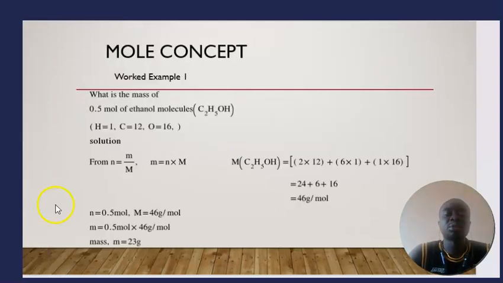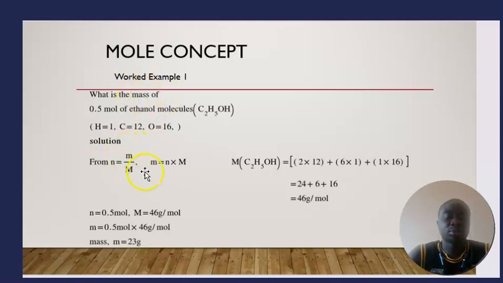Now let's take an example and solve without wasting much time. Our first example: what is the mass of 0.5 mole of ethanol molecule? And this is the formula C2H5OH. We have been given the atomic masses: the atomic mass of hydrogen is 1, that of carbon is 12, and that of oxygen is 16. So what is the question asking us to do? It is asking us to find the mass of it.